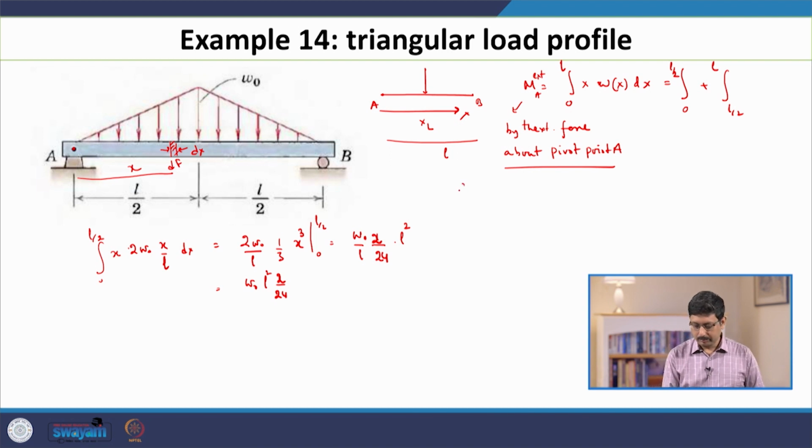Now, the other term, and in this case the first term has x dx, which will give you x square by 2.